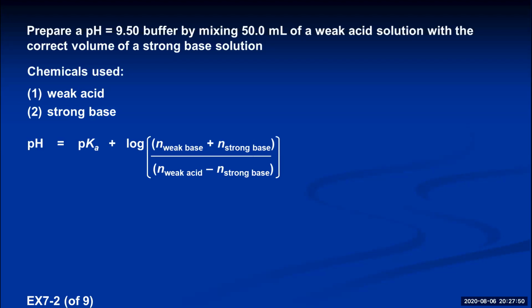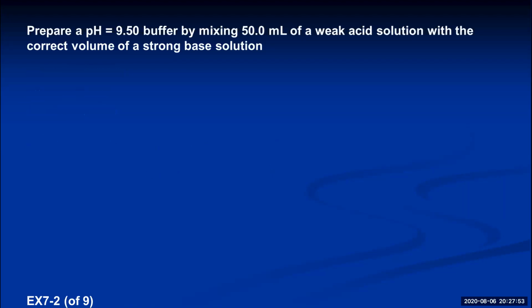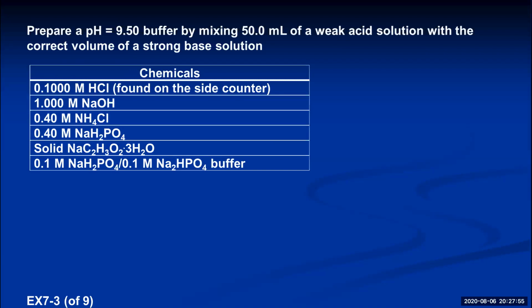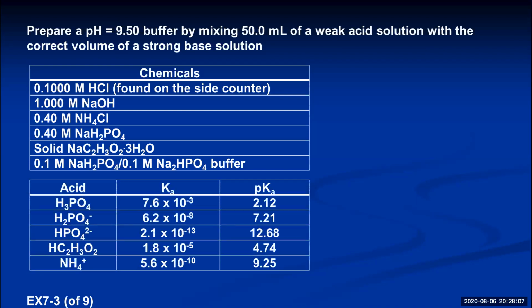Let's see if we can determine what weak acid we have to use for this. They've given us in the experiment a list of chemicals that we can use in the experiment today, but what we have to do is figure out which one we are going to use as the acid. Also given in the experiment was a list of acids with their Kas and pKas. And if we go through each of the acids, H3PO4 has a pKa of 2.12, H2PO4 minus, pKa of 7.21, HPO4 2 minus, pKa of 12.68, acetic acid, we saw earlier, 4.74. And then the ammonium ion's an acid. It has a pKa of 9.25.